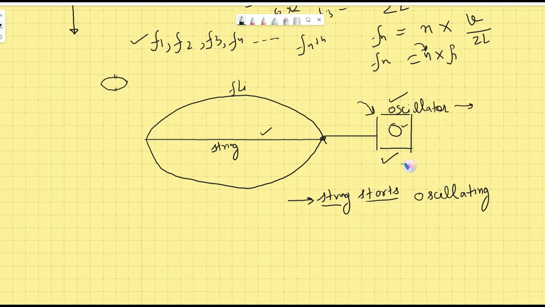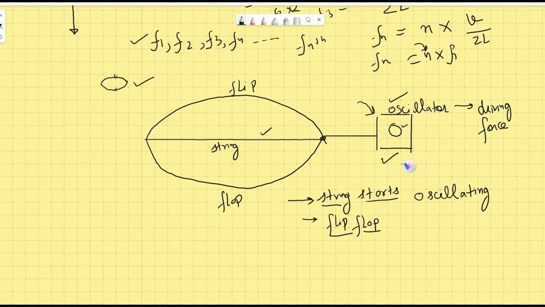So the oscillator is acting as an external driving force, right? If you go back, you will find the word driving force, which is explained. So the driving force is the oscillator. So you will find the flip and the flop. At a certain frequency of the oscillator, you will start seeing a flip and a flop. Okay, so the flip flop will get visible.